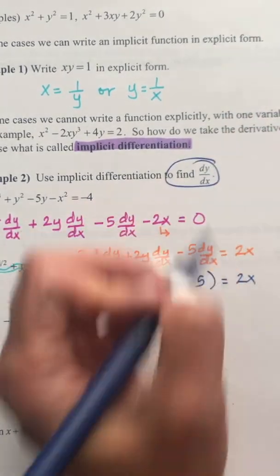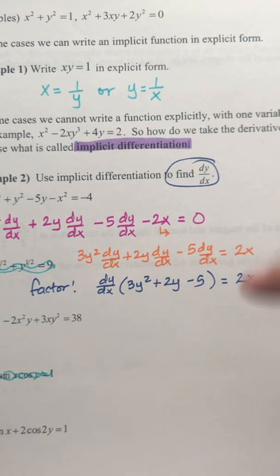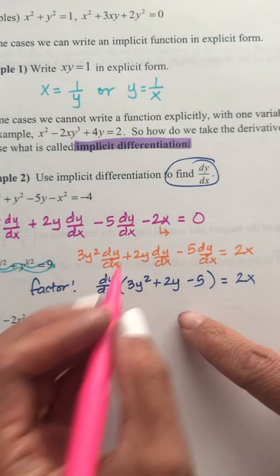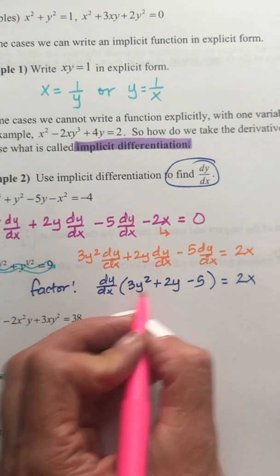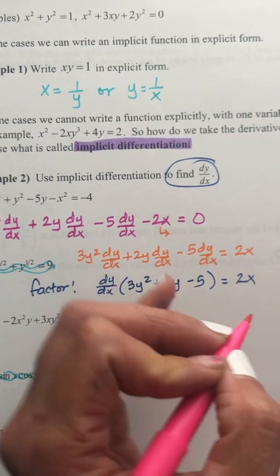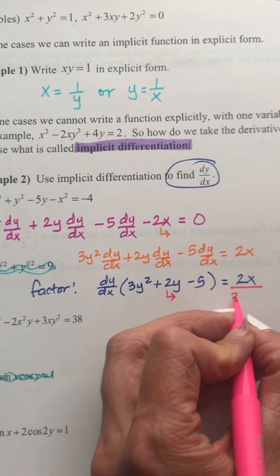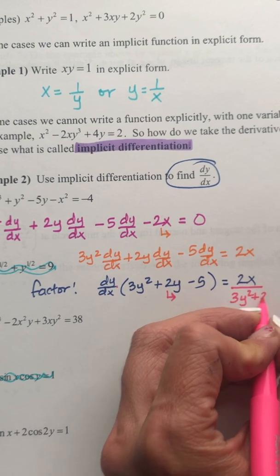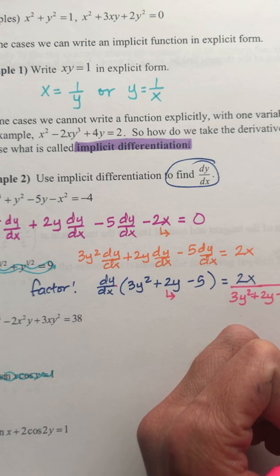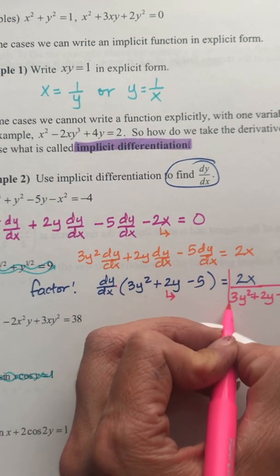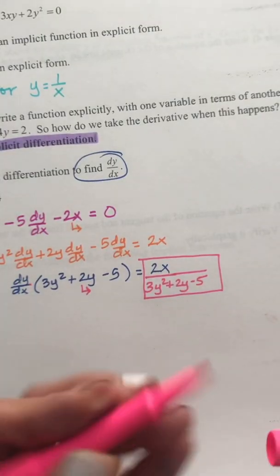We're trying to find dy/dx. This is what we're trying to find, so I need to get it isolated. I need to get the dy/dx all by itself. That means I'm going to need to undo the multiplication here, because they're next to each other, which means multiplication. The opposite of multiplying is dividing. So when I move it to the other side, I'm going to be dividing by 3y squared plus 2y minus 5. And this is what dy/dx equals. I'll just leave it as that.